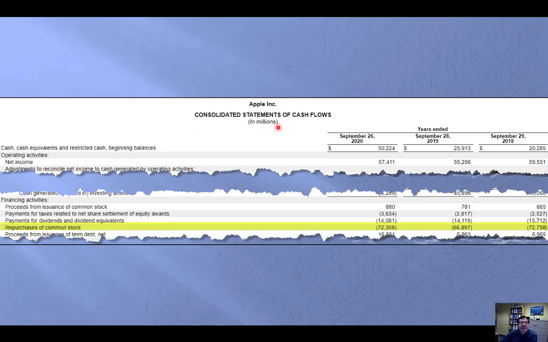If we go to the statement of cash flows, financing activities, this is a huge outflow. Repurchases of common stock. Here we go. And this is in millions. So, 72,358 million. 66,897 million. Again, 72,000 and a fraction million.